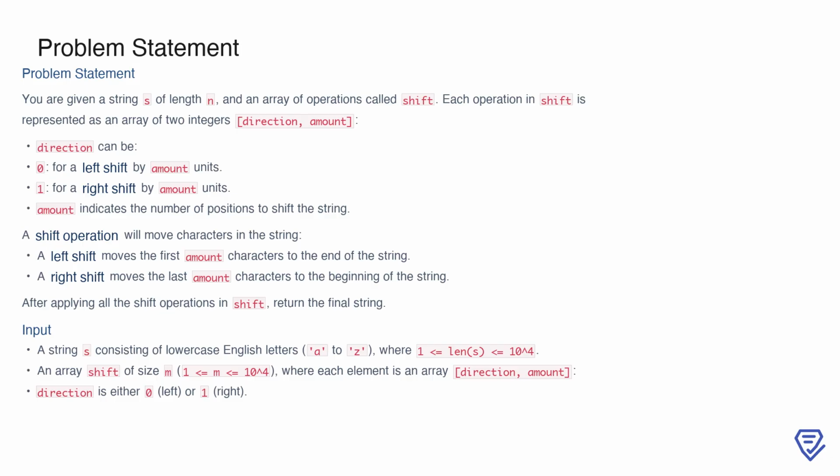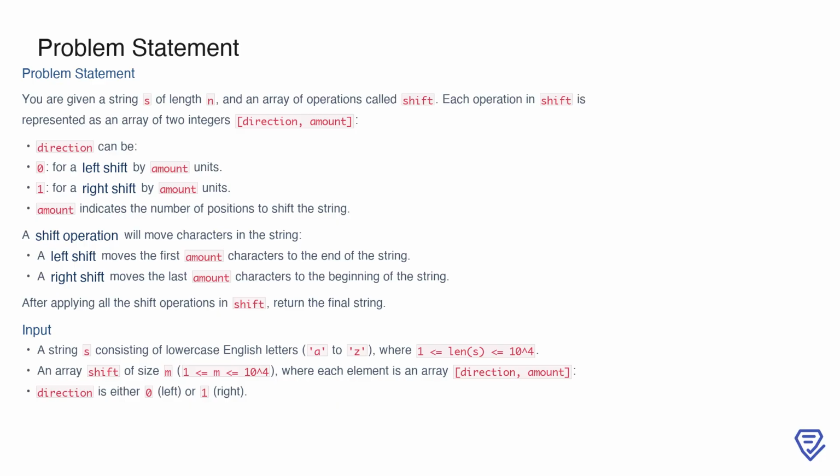The input string has a length n, and the operations are described using an array called shift. Each operation is represented as a pair, direction and amount, where the direction determines the type of shift, and amount specifies how many positions to shift. A direction of 0 means a left shift, which moves the first amount characters of the string to the end. On the other hand, a direction of 1 means a right shift, which moves the last amount characters to the beginning. After applying all the shifts in the array, the task is to return the resulting string.